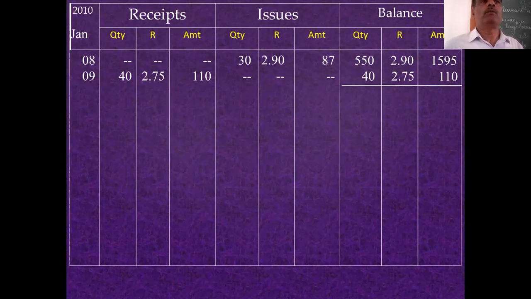In the previous problem, I followed the method according to first in, first out. I issued out of 550. If you want to follow the method, you issue from 550. What is the quantity required to issue?